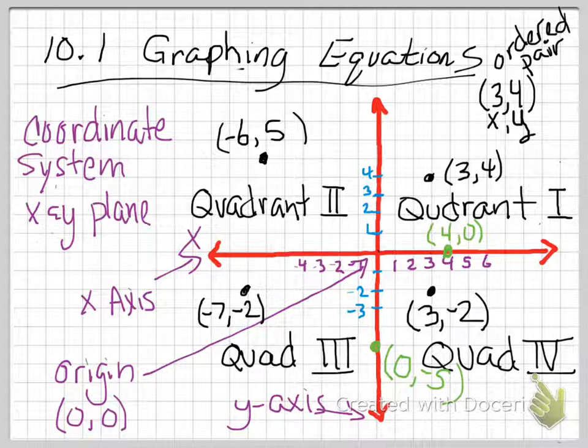Watch your positives and negatives. As you're doing the assignment, see if you're always going in the wrong quadrant. If so, then try and get that straight in your head. Which quadrant am I in? Do I know I'm going left to right first, then up and down? So it always goes X and then Y.